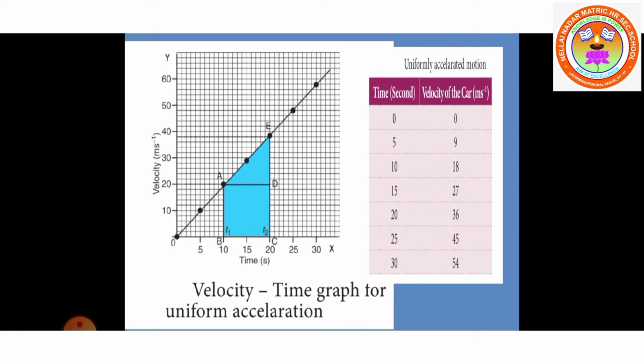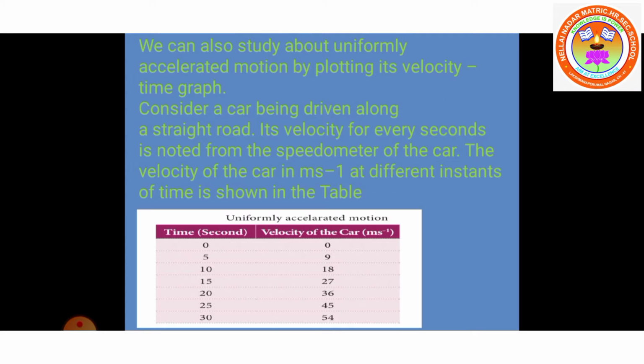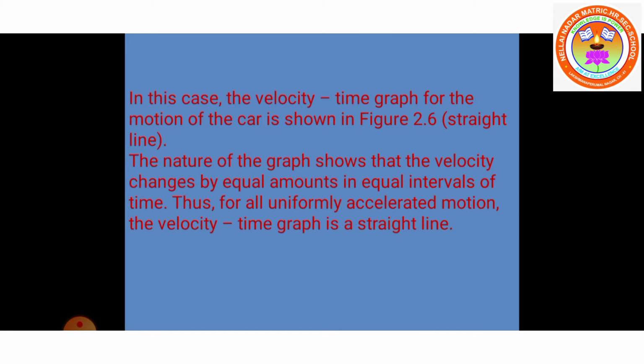Okay, so from the concept we understood that for every equal interval of time the velocity change is also equal. So this is a uniformly accelerated motion. Okay students, so the nature of the graph shows that the velocity changes by equal amounts in equal intervals of time. Thus for all uniformly accelerated motion the velocity time graph is a straight line.